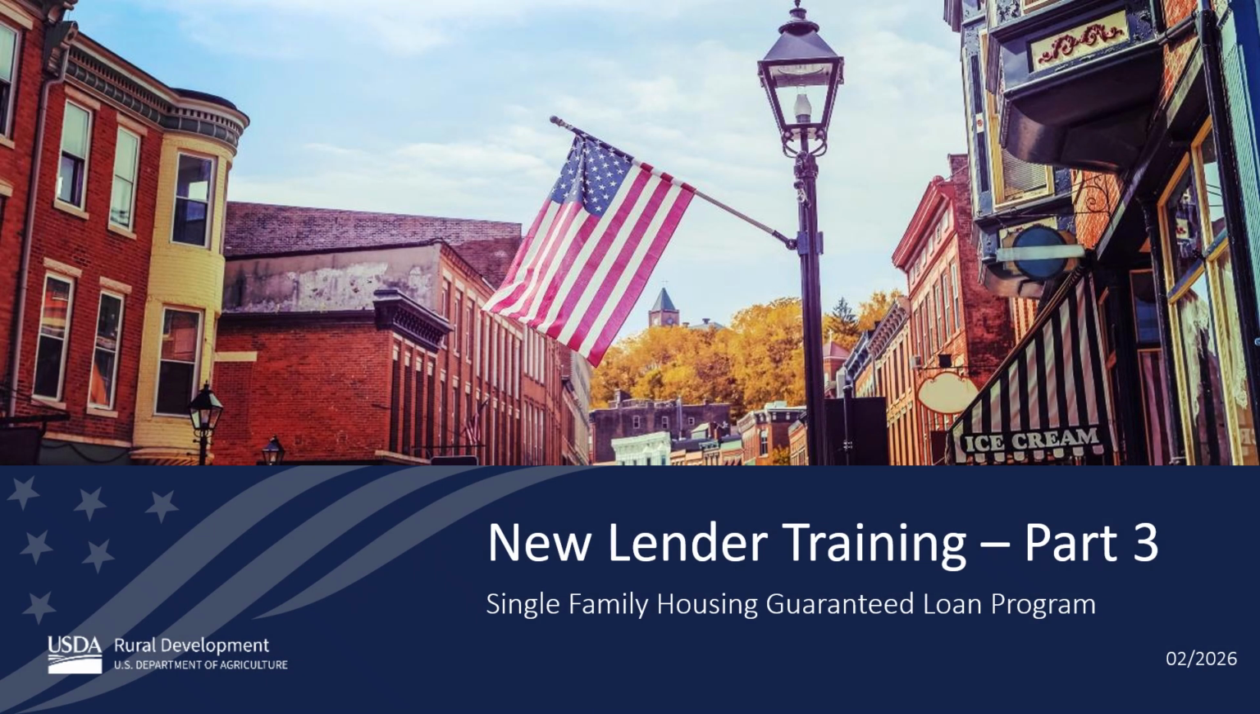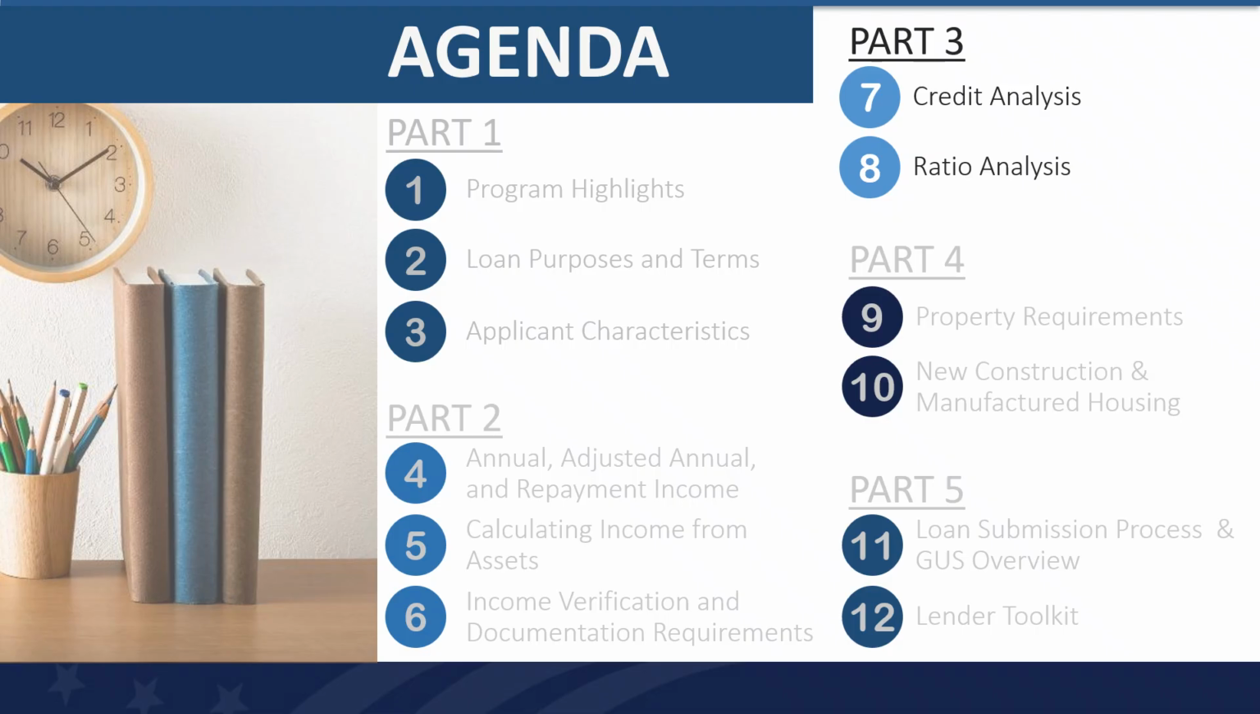Welcome to Part 3 of the USDA New Lender Training Course for the Single Family Housing Guaranteed Loan Program. The New Lender Training Course consists of 5 parts. In Part 3, we will discuss the requirements of credit analysis and ratio analysis.